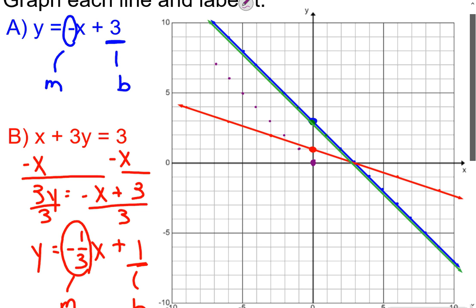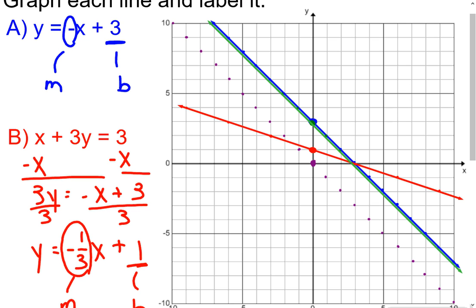My slope was negative 1, so I'm going to go up 1 and left 1. Continue this pattern until I get all the way to the edge, and then I'm going to come down here and I could go down 1 and right 1 all the way to the edge of my graph, and then put in my straight edge. Please use a straight edge. Don't try to do this by hand. It just does not look as good.